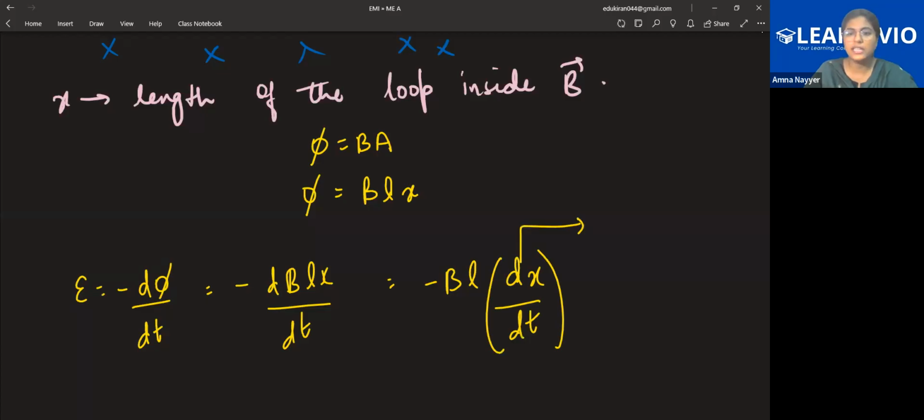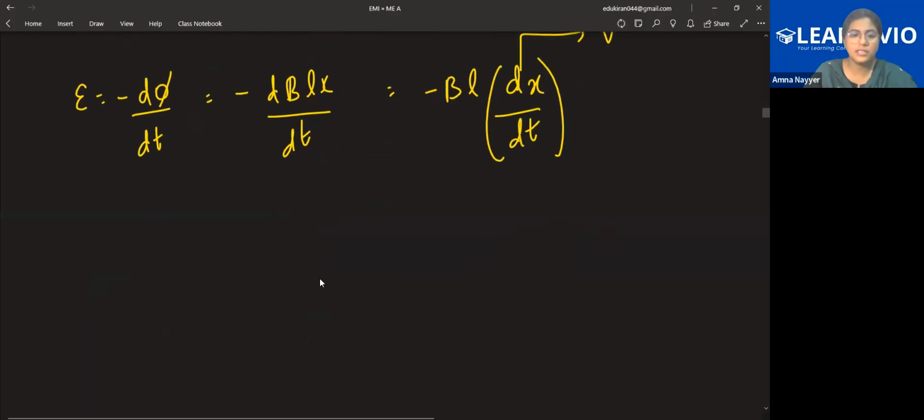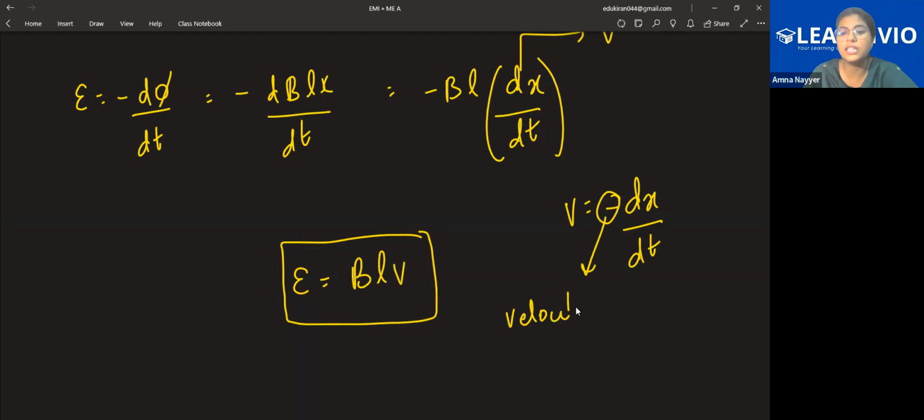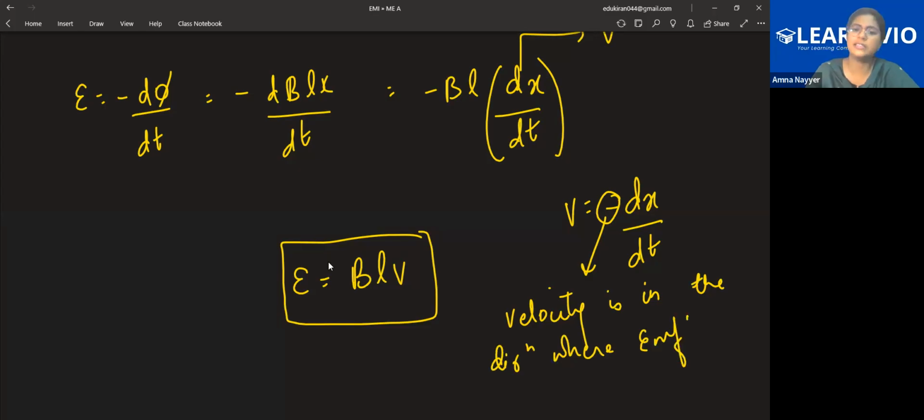It's the velocity. So what is the final formula? E is equal to, now class, here when we are talking about velocity, we will put the formula as BLV only, not with a minus sign. Why? Because for us, velocity is minus dx over dt. What is this negative sign telling you? The negative sign is simply telling you that velocity is in the direction where EMF decreases. That's it.